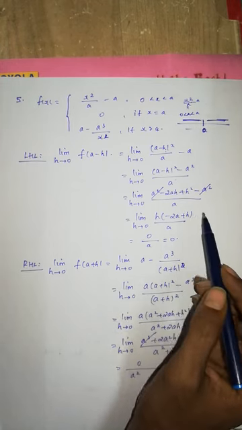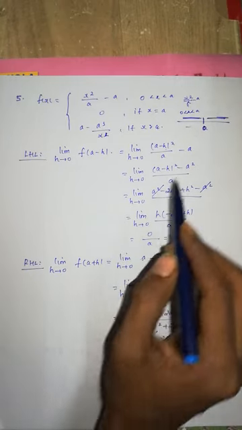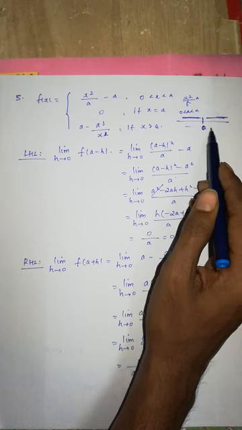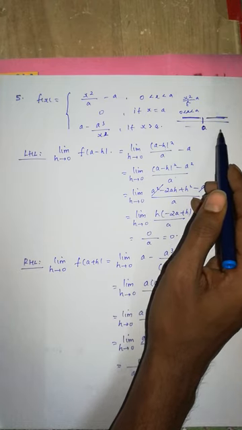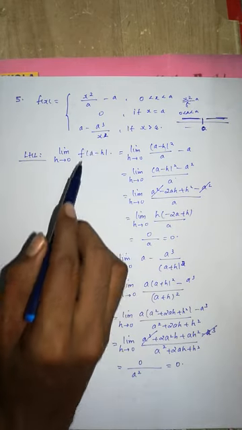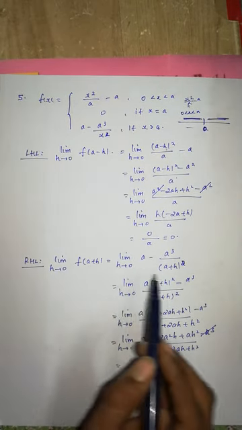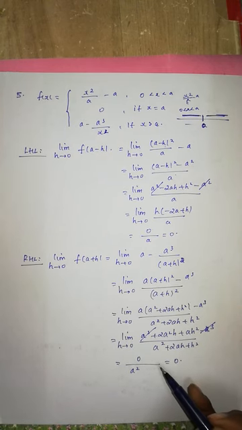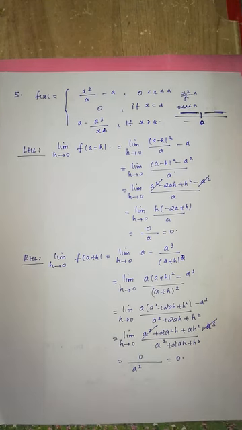Now you find the right hand limit. So f of a plus h. If I add a quantity to a, it will be a plus h. When the function is in the right hand side of a, the function is a minus a cube by x square. So in place of x, I need to substitute a plus h. Again by simple calculation I come to know that the right hand limit is 0. So both the left hand limit and the right hand limit exist and both are equal to 0. Therefore the limit of the function at x is equal to a is 0.